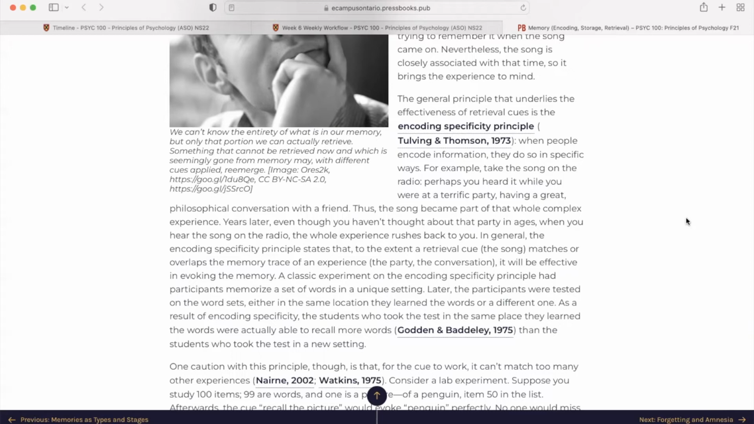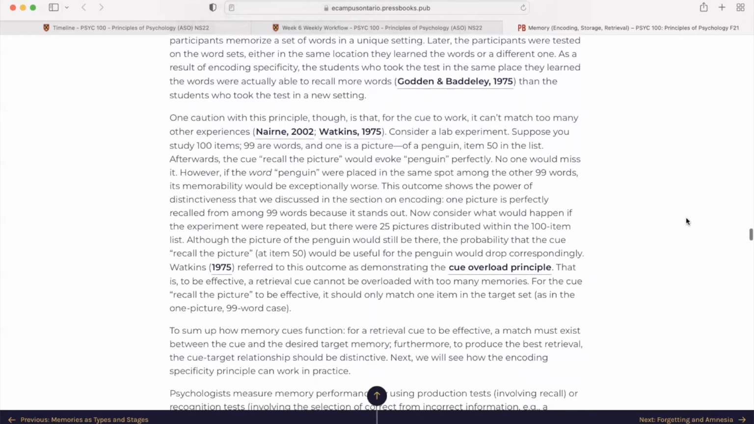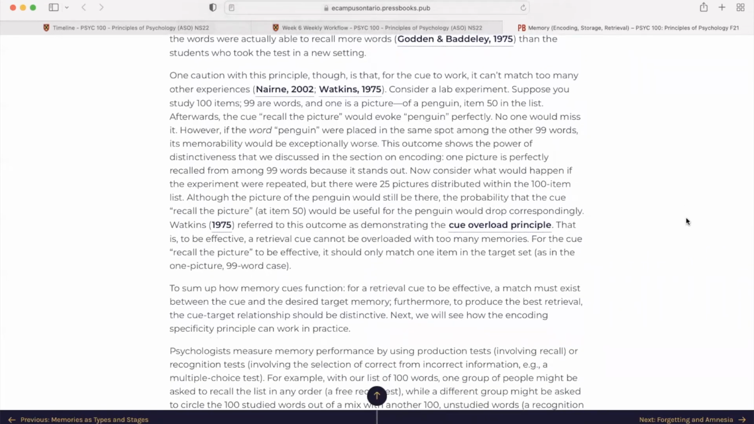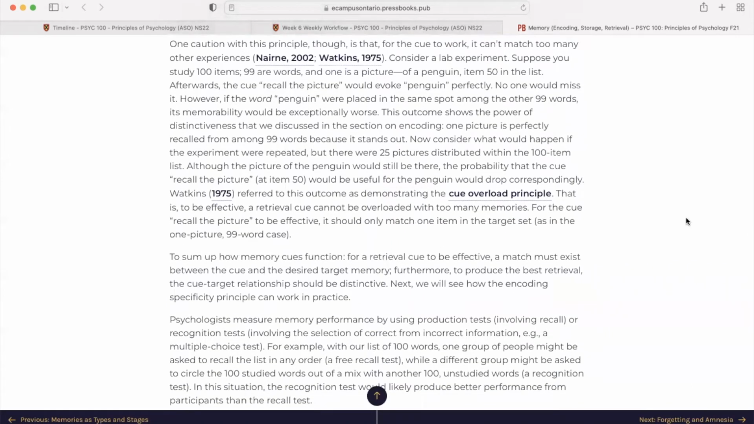Fascinating. We can't know entirely of what is in our memory, but only the portion that we can actually retrieve. Something that cannot be retrieved now and which is simply gone from memory may, with different cues applied, reemerge, as in songs. And they're actually doing music memory therapy with people with dementia. It's quite fascinating. Moving on.